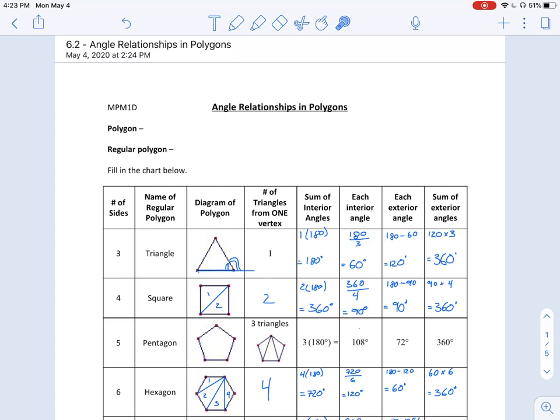We move on to a square, 4 sides. How many triangles can we create? We can create 2, 1 and 2. The sum of the interior angles: I see 2 triangles. If each triangle is 180 degrees, the sum for this polygon is 360. So 2 times 180 is 360. Again, finding the individual interior angle, the sum of the interior angles, which is 360, divided by the number of sides gives us 90. I'm looking for the exterior angles. Well, 180 minus 90 is 90. And then how many of those do we have? We have 4 of those, each at 90 degrees, which gives us 360.